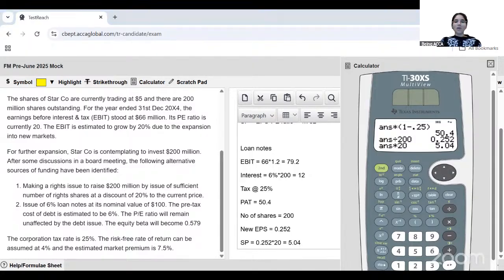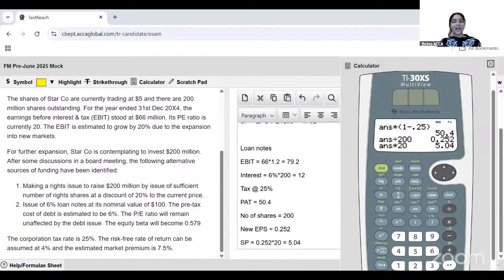So with this option, you can see the price is increasing even beyond our expectations. This will increase the wealth of our shareholders. Hence, this method is going to be acceptable to the shareholders.